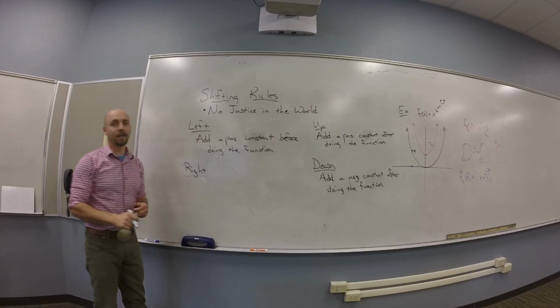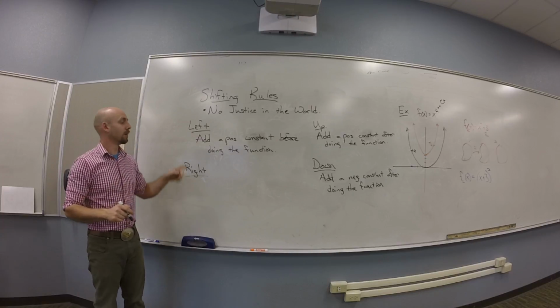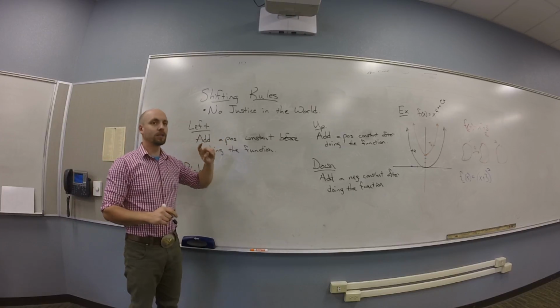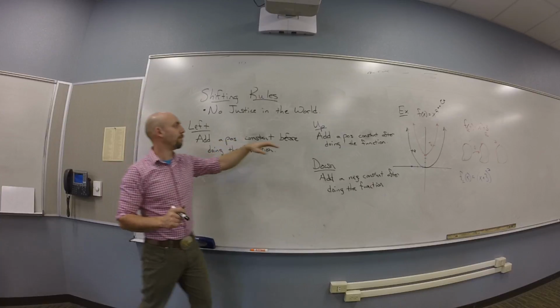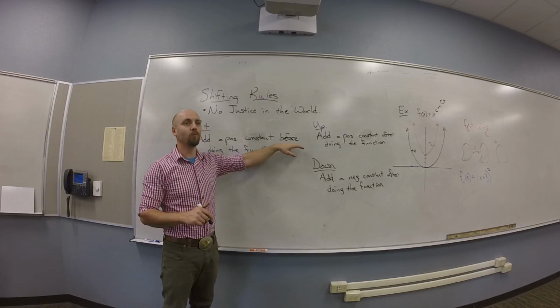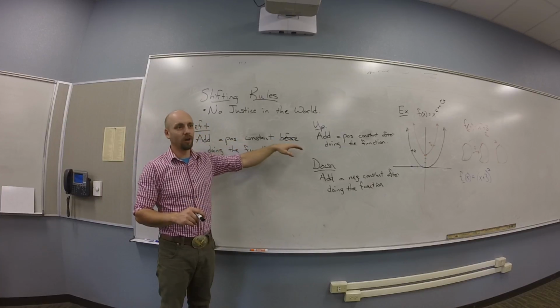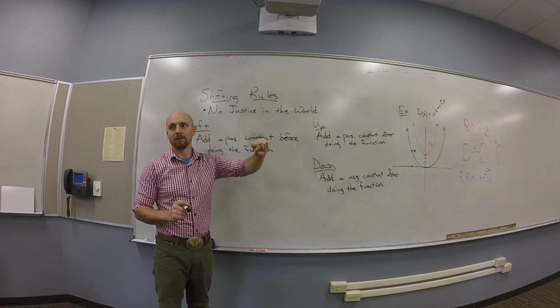Okay, so there are two pieces there, right? Adding a positive constant, the positive is telling you which direction you're going to go, and the placement, before, is telling you in which axis you're going to go in that direction. Okay. You guys see that?